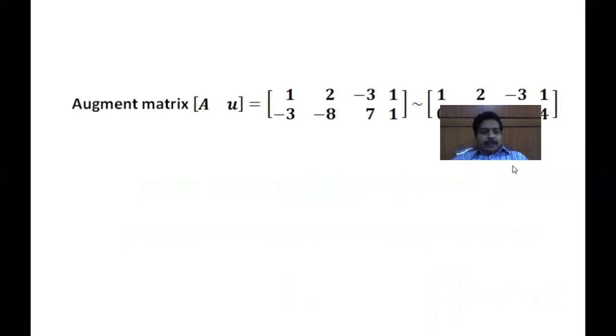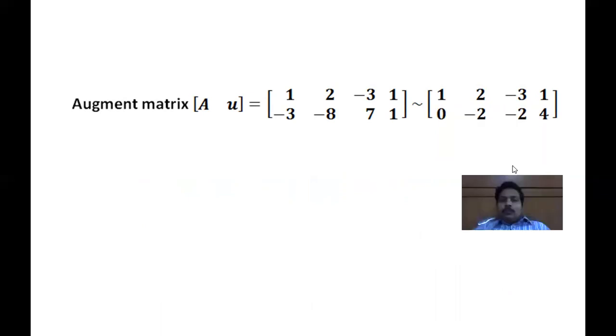So the augmented matrix [A | U] is this one. We are adding the entries of U in the last column. So now we need to convert this into echelon form. For that, we need to make this minus 3 as 0. So R2 goes to R2 plus 3R1. So we are multiplying the first row with 3 and adding to the second row.